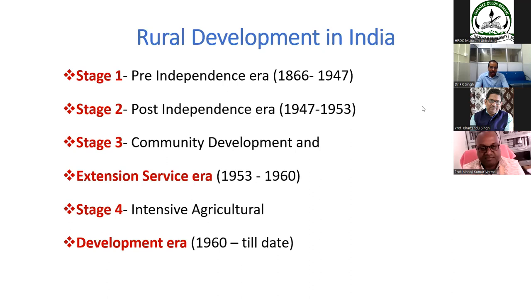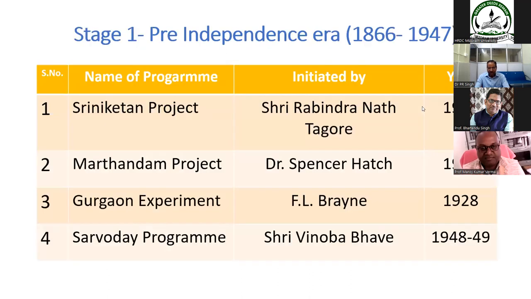So we discussed those programs launched during 1947 to 1953. Then the Community Development Program, because CDP is a very huge program that ran across entire India phase by phase. Then the extension services era, 1953 to 1960. Then the intensive agriculture program, then the development era, 1962 till now. We discuss all these stages and eras in the coming slides. So, the pre-independence era.